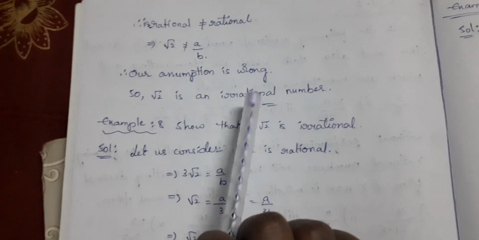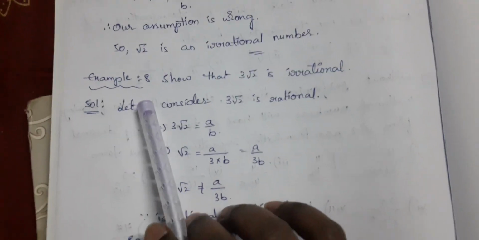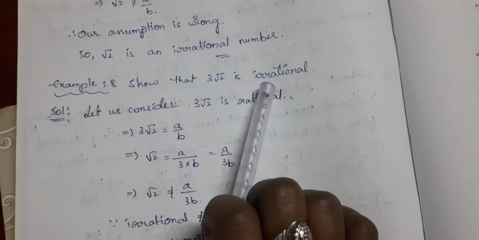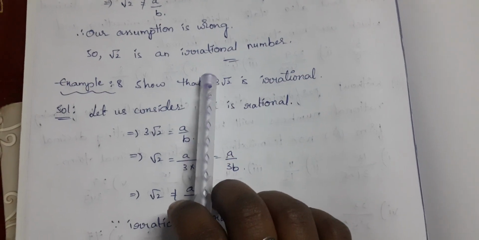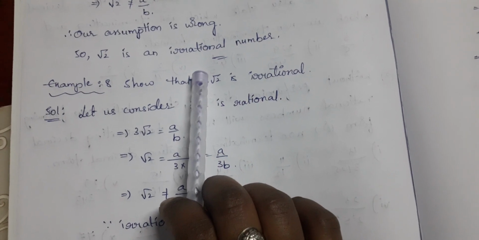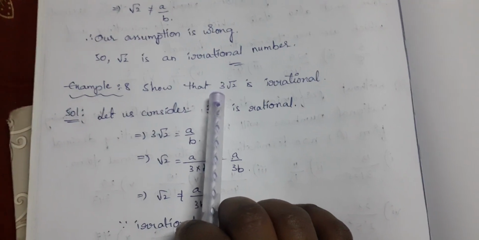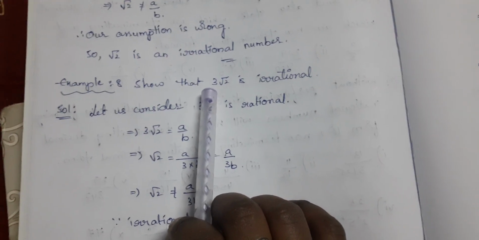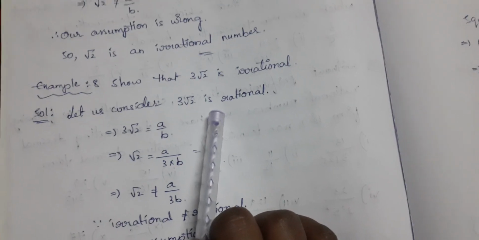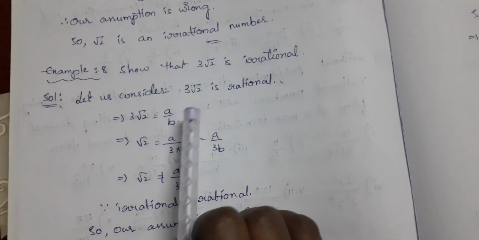Okay, same like that, example 8: show that 3 root 2 is irrational. In the previous problem we had only root 2, but here 3 root 2. Just observe the difference. So let us consider 3 root 2 is rational. Again the same procedure: to prove irrational we have to consider rational. Rational means p by q form number, that's why I am taking a by b. So 3 root 2 is equal to a by b.